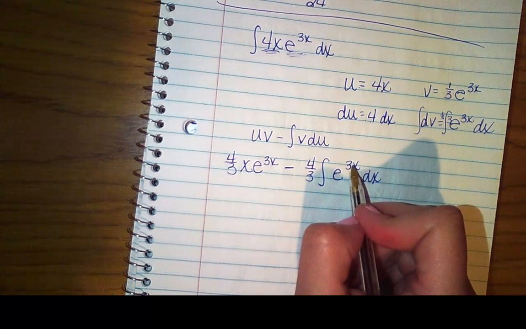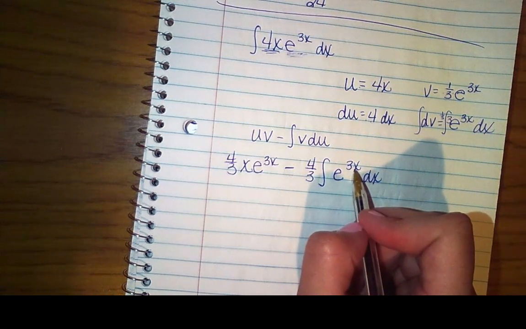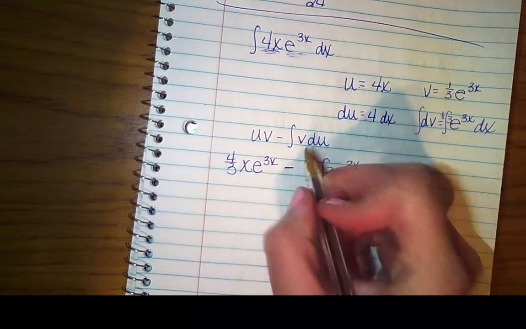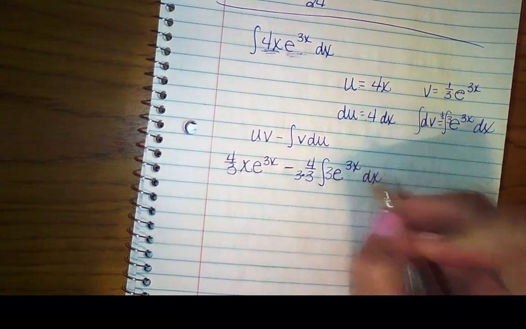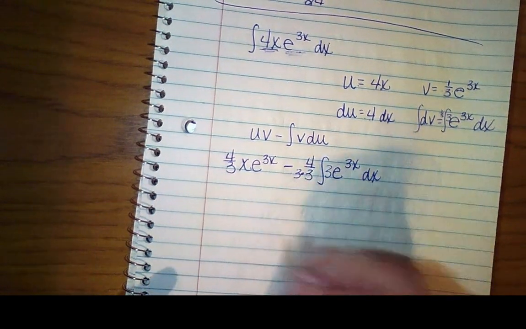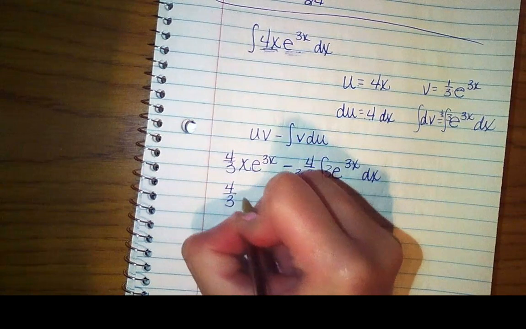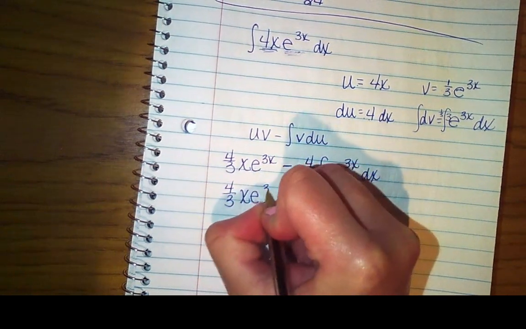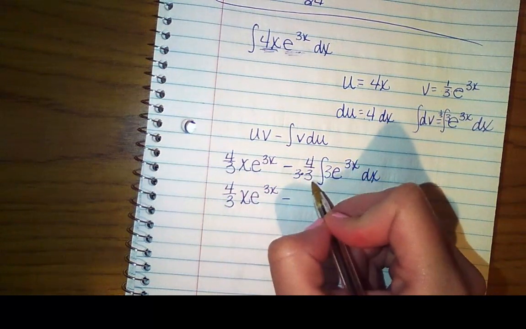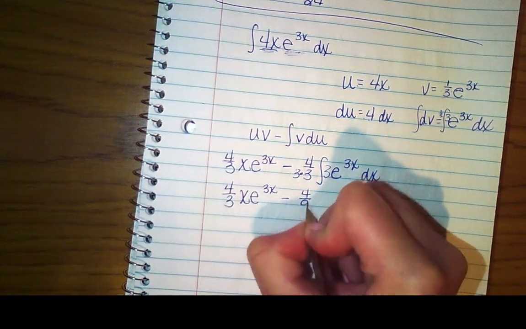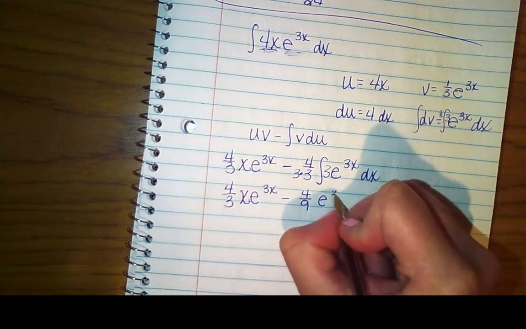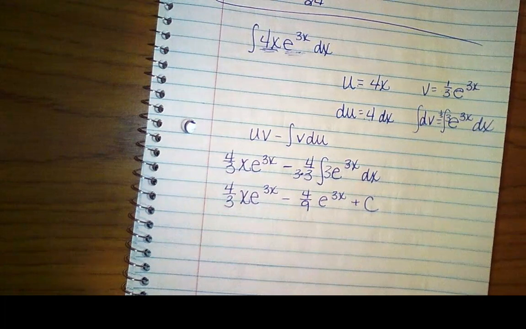Can I integrate e to the 3x? Well, my u would be 3x, so my du would be 3 dx. So I need a 3, so balance with an additional 1/3. The one that's sitting there doesn't count. And so my final answer is 4/3 x e to the 3x minus, so I just copied this, 4/9, and then e to the u du is e to the u. So e to the 3x plus c.